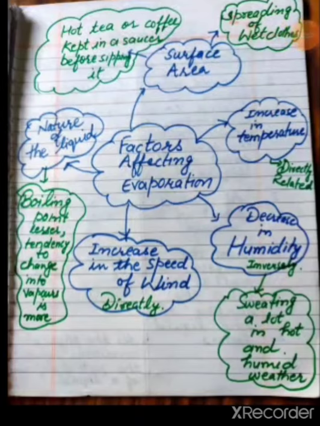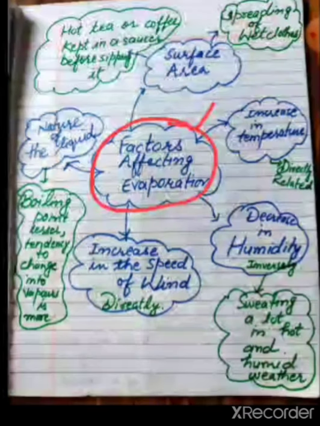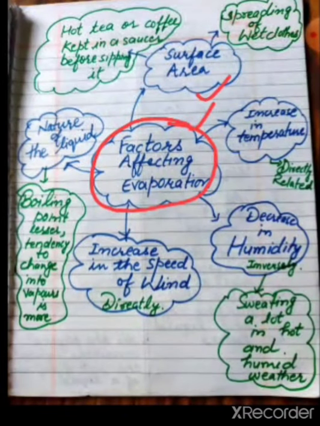Next is factors affecting evaporation. The evaporation of liquids can be increased or accelerated by the following factors. As you can see, I have written factors affecting evaporation in the center. First is surface area available for evaporation. For example, we often put hot milk or tea in a saucer before sipping it. Since the surface area has increased, the evaporation becomes fast.